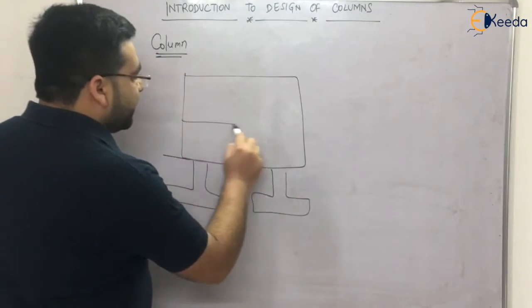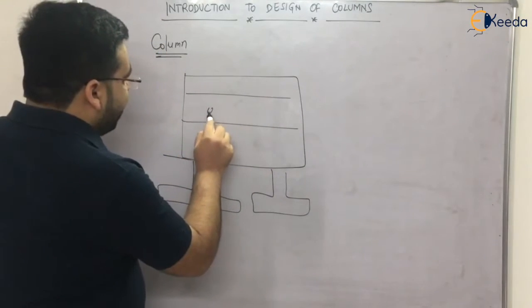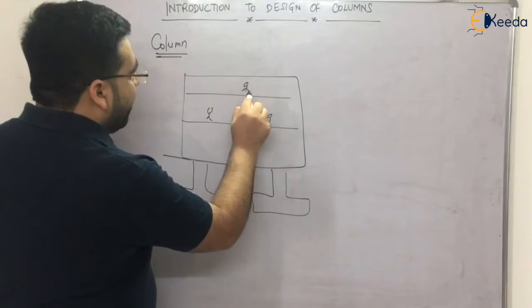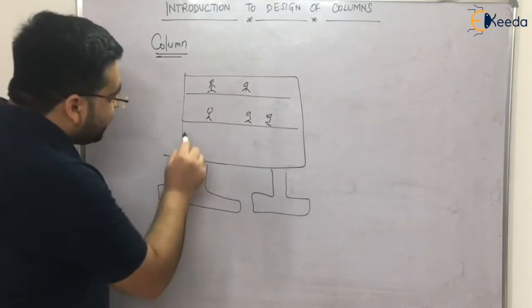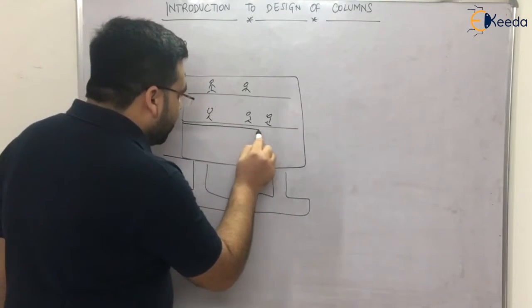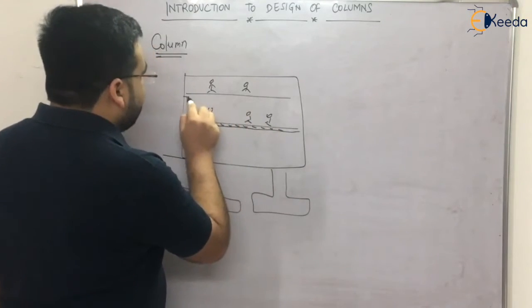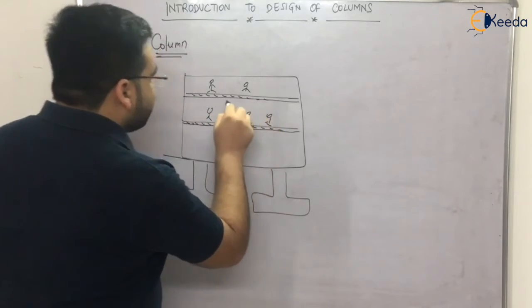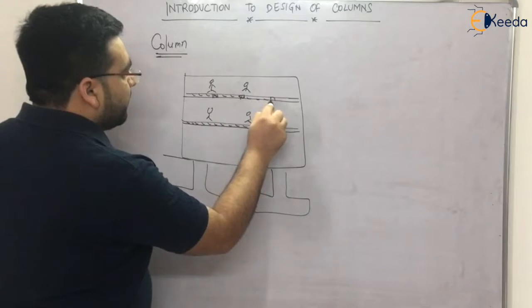So let us say it has two floors. People are standing here, people are there, and on every floor there is live load as well as dead load. So this is your slab, and on slabs you can also have beams.